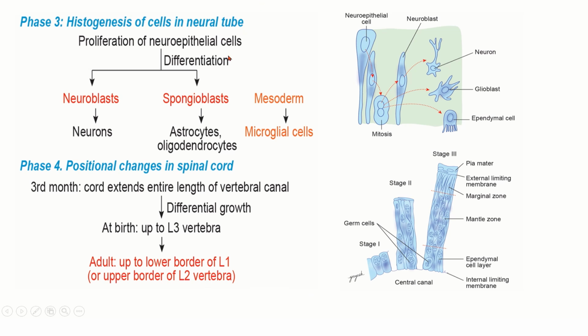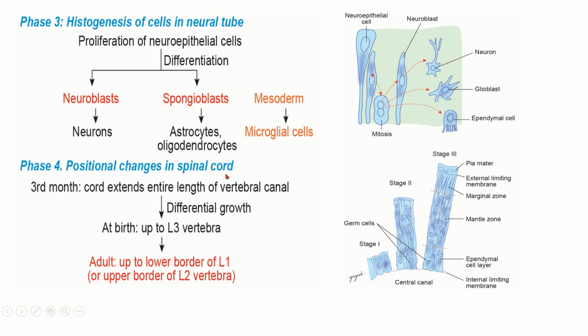So histogenesis of cells. Neuroepithelial cells will form neuroblasts, which form neurons, and spongioblasts, which form astrocytes and oligodendrocytes, and the mesenchyme will give rise to microglial cells. Neuroblasts initially form apolar neuroblasts, followed by bipolar neuroblasts, followed by multipolar neuroblasts.